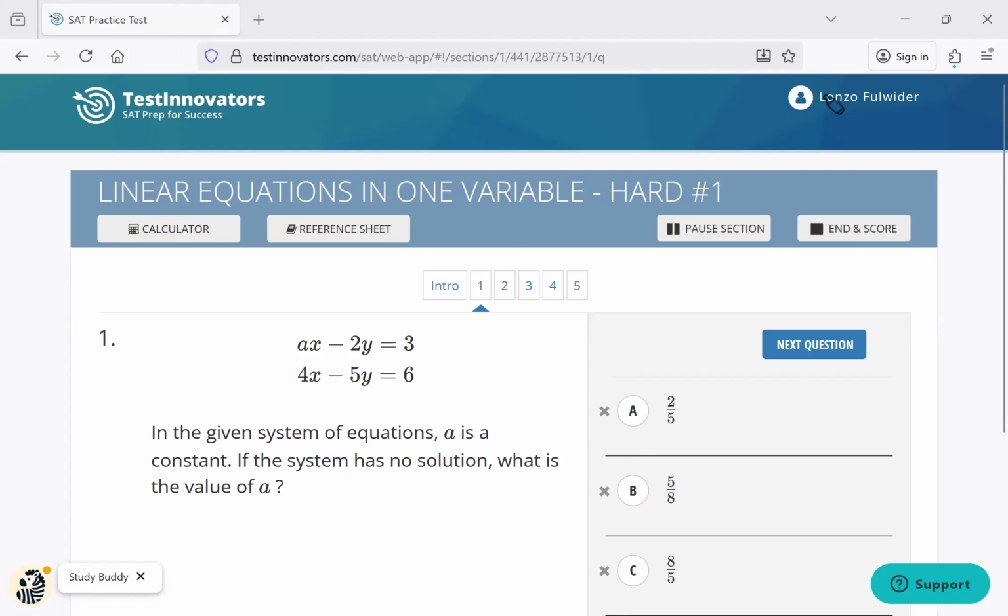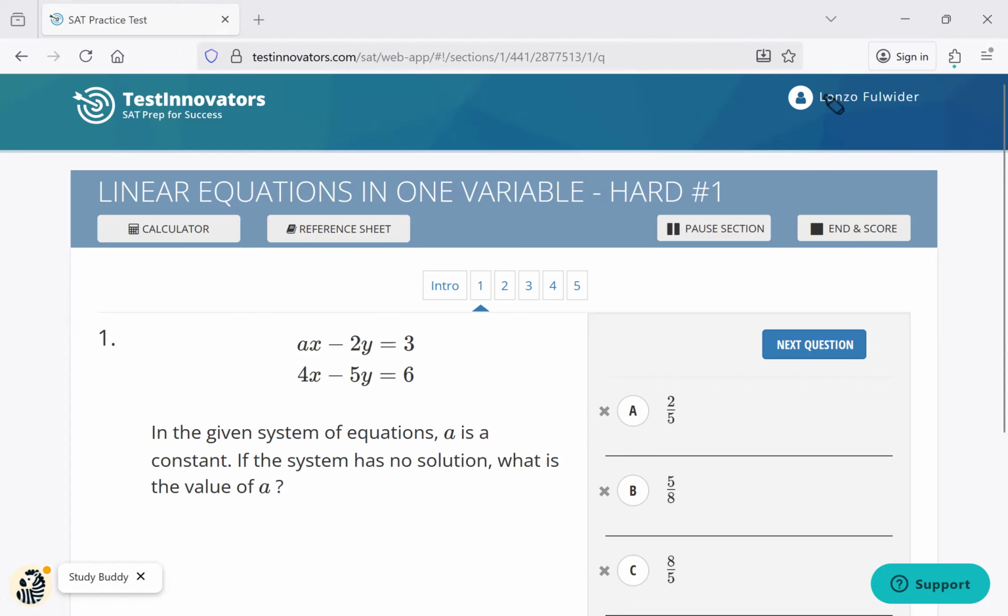So it looks like we have a system of equations: ax minus 2y equals 3, 4x minus 5y equals 6. In the given system of equations, a is a constant. If the system has no solution, what is the value of a?